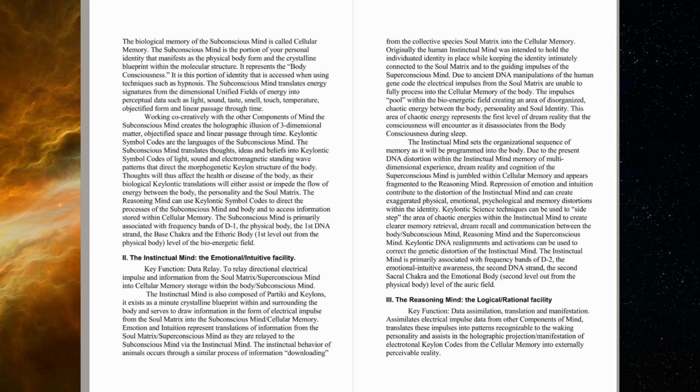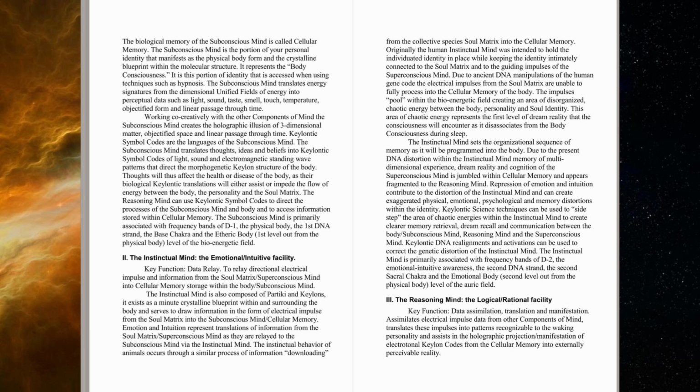Keylontic science techniques can be used to sidestep the area of chaotic energies within the instinctual mind to create clearer memory retrieval, dream recall, and communication between the body, subconscious mind, reasoning mind, and the superconscious mind. Keylontic DNA realignments and activations can be used to correct the genetic distortion of the instinctual mind. The instinctual mind is primarily associated with frequency bands of D2, the emotional and intuitive awareness, the second DNA strand, the second sacral chakra, and the emotional body, second level out from the physical body, levels of auric field.